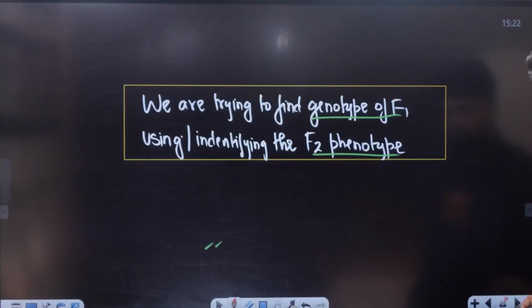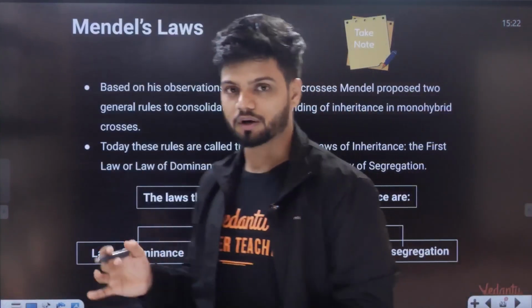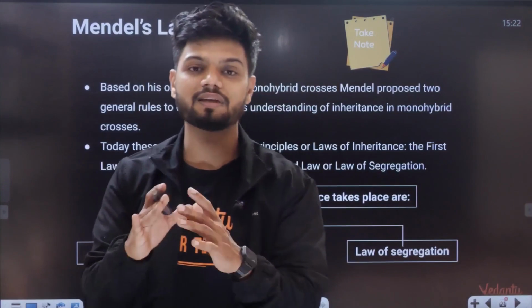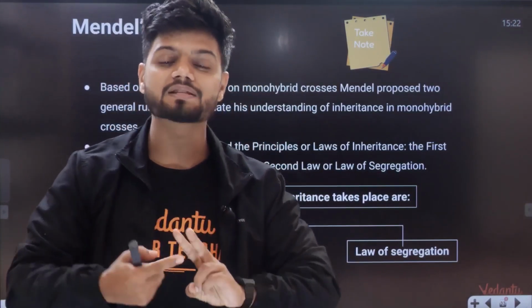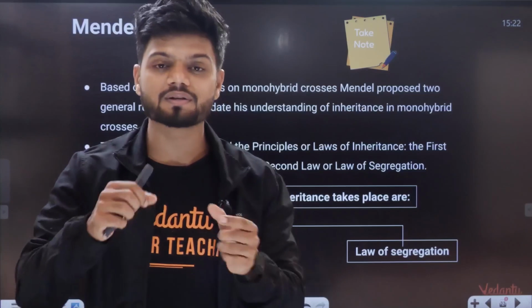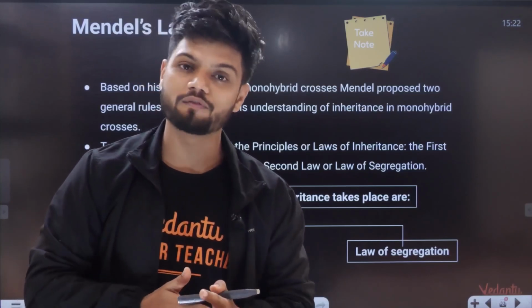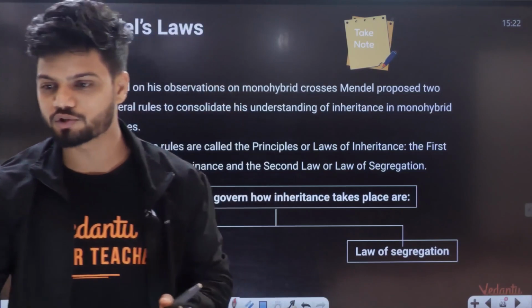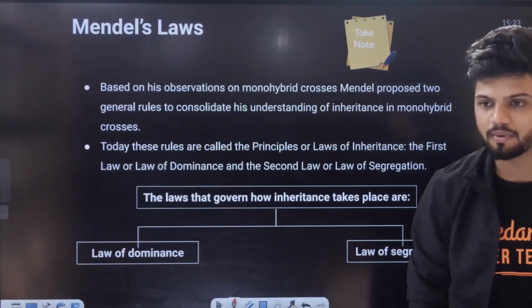Okay. So I believe all of you understood till here. Now I told you already, from monohybrid cross we are deriving two laws, that is law of dominance as well as law of segregation. Now it is time to understand these two laws. What is law of dominance and what is law of segregation? Ready? All of you ready, students? Trying to understand? Let's understand now. Yes. Give me a minute. Let me drink some water now.